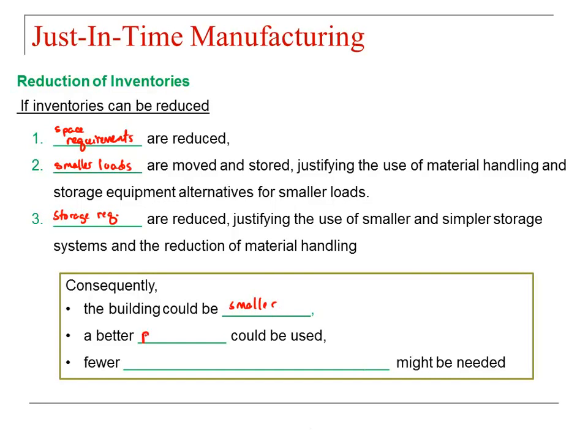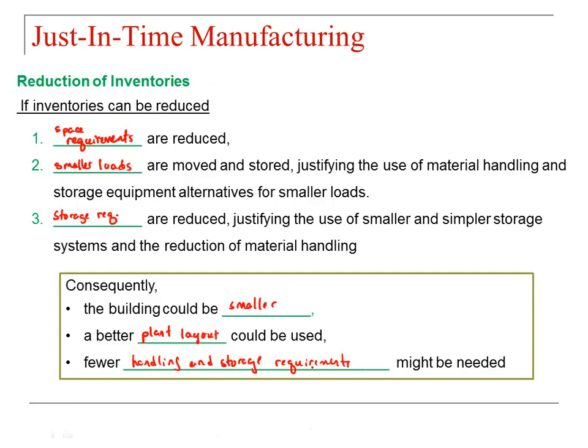A better and simpler plant layout could be used, and fewer handling and storage requirements might be needed. So by implementing this type of manufacturing system, you actually affect your facility design because you're going to need less space and you're going to have a better layout design at the end.